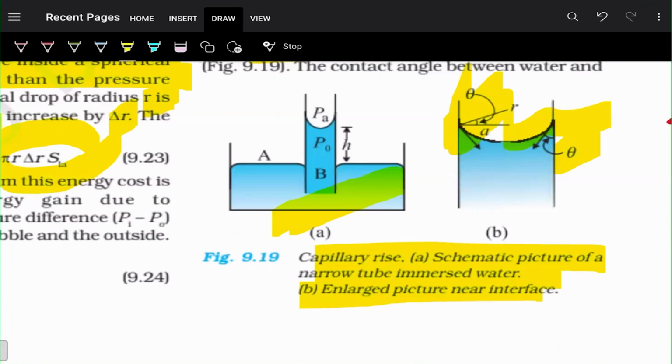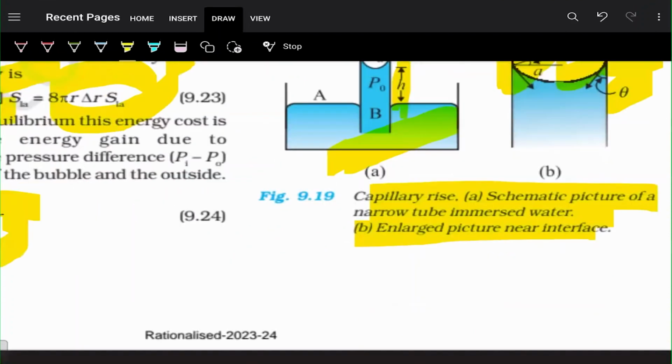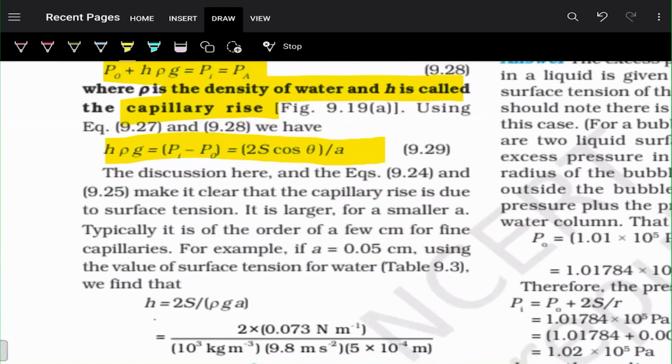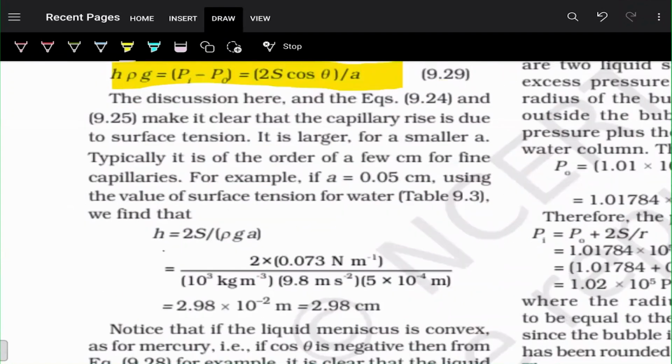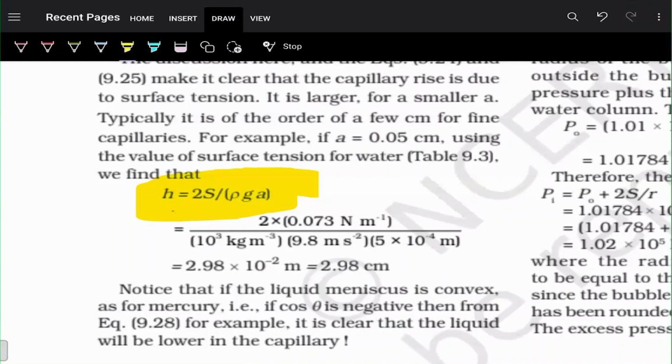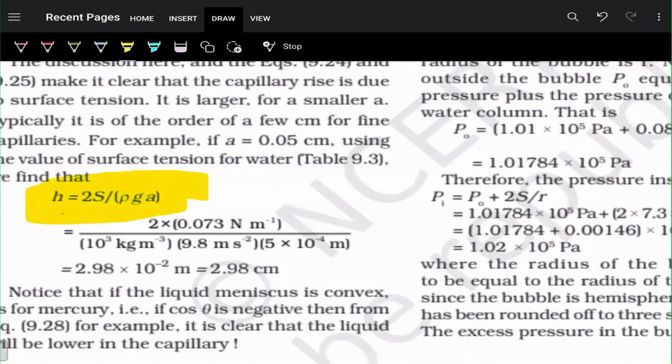We can substitute this. The excess pressure here is h rho g. So h rho g is equal to 2S cos theta by a. Correct? So when we do that, what do we get? Capillary rise h is equal to 2S cos theta by a rho g.